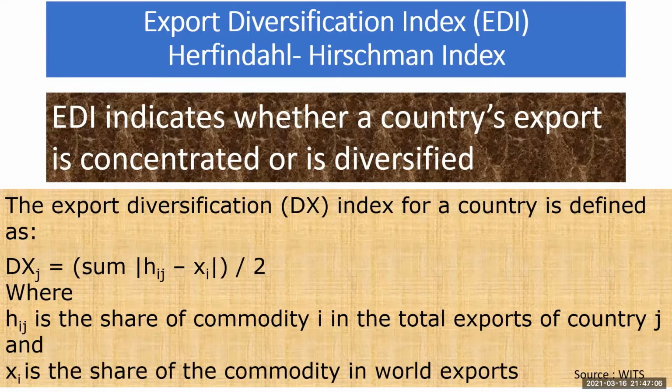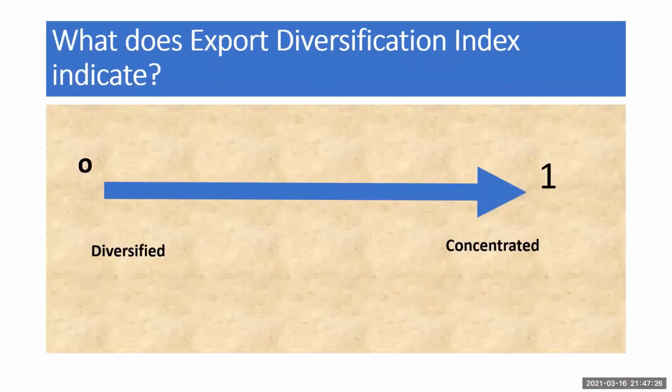The Export Diversification Index for a country is defined as DXJ is equal to the sum of the mod value of (HIJ minus XI) whole divided by 2, where HIJ is the share of commodity I in total export of country J, and XI is the share of commodity in world export.